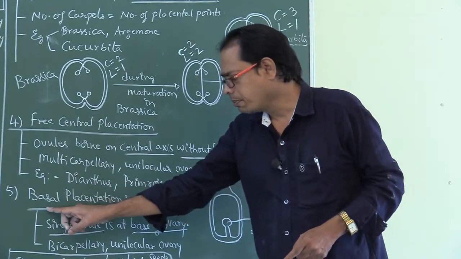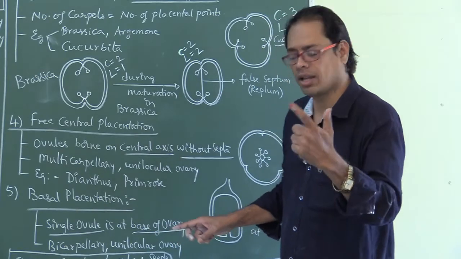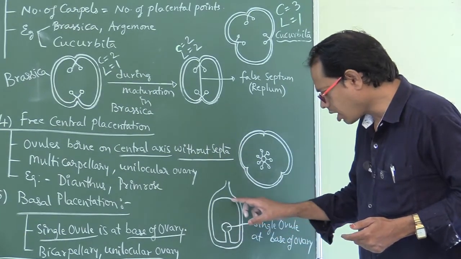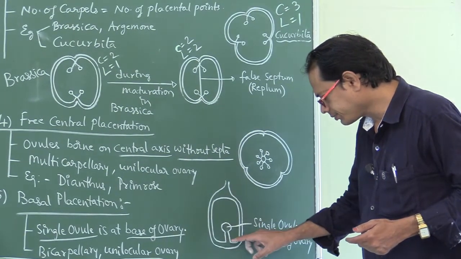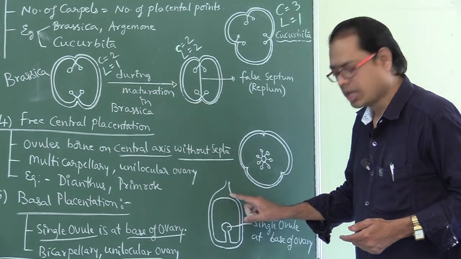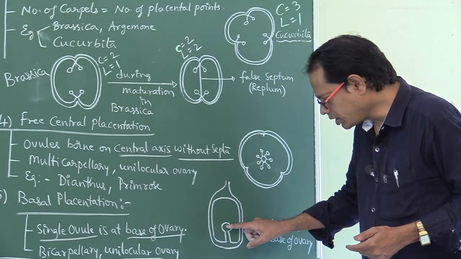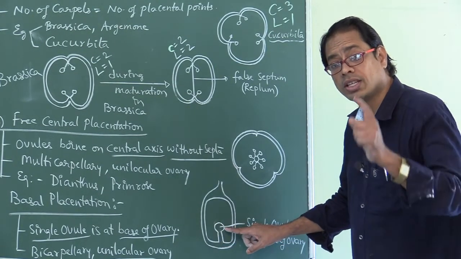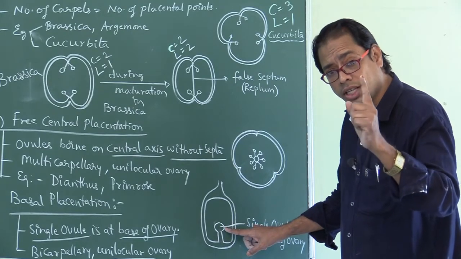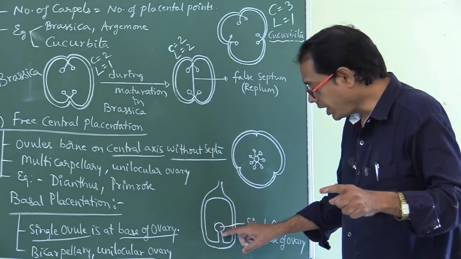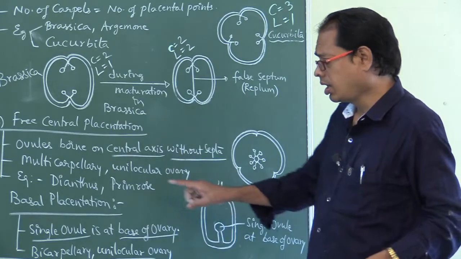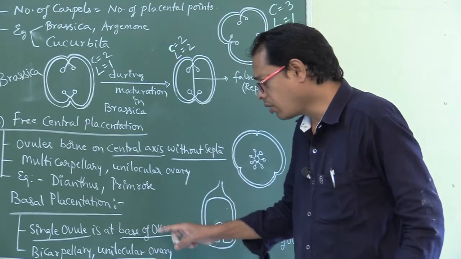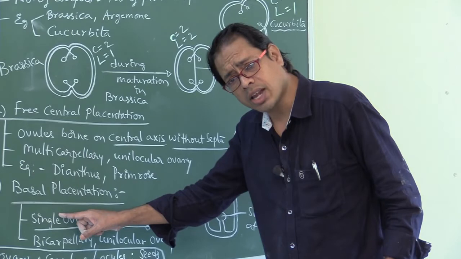Next, the last one, basal placentation. What does basal mean? See, this is one carpel, this is another carpel. Total number of carpels, 2 carpels, like that you have to think. And this is the ovule. This ovule is attached to the base of the ovary. How many ovules? Single ovule. A single ovule is at the base of the ovary, so it is called basal placentation.